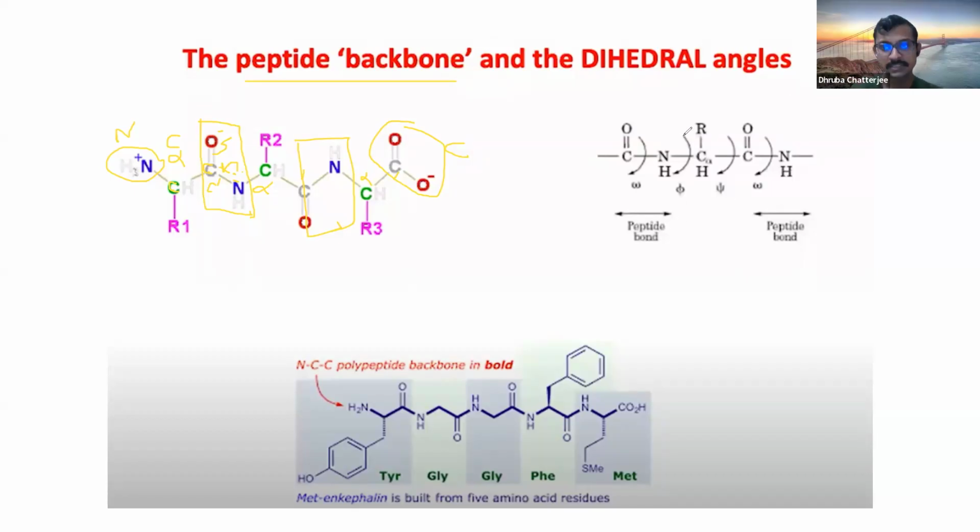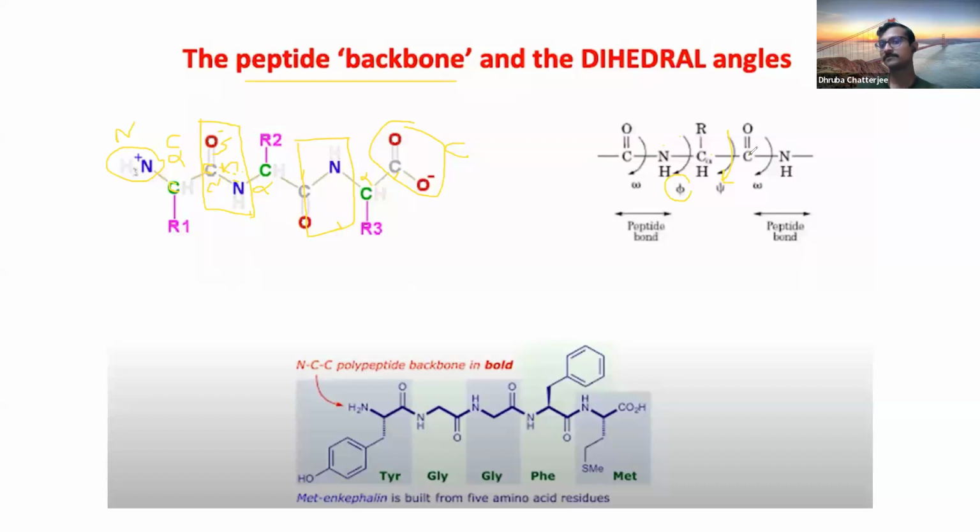So that is what dihedral angles actually are. The angle of rotation between this N and C alpha is called the phi dihedral angle, and the angle of rotation between this C alpha and C prime is the psi rotational angle, the dihedral rotational angle.